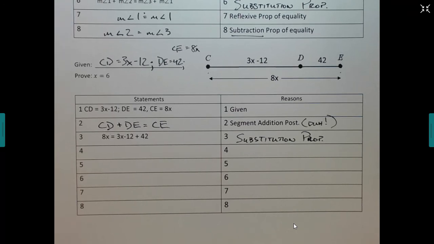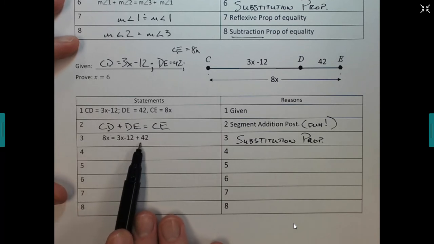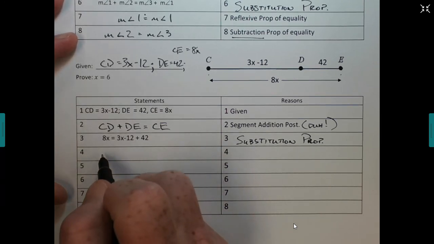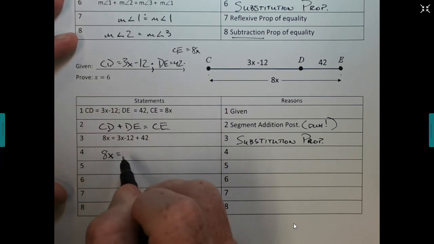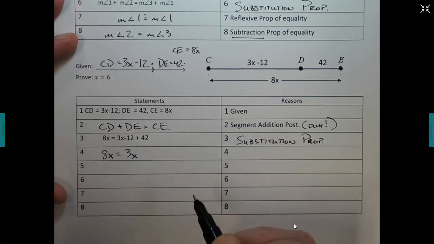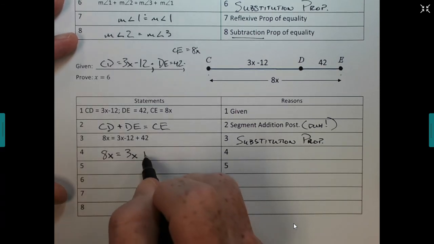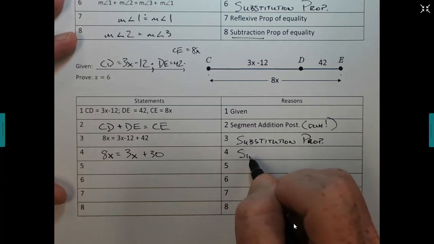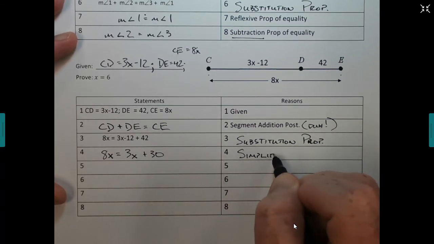Now, the rest of this proof is kind of up to us. So we started to think, what would we do next if we were going to solve this algebra problem? I always believe we should combine like terms if we can. Nothing to do on the left side of this equation, but on the right side, we can put negative 12 and 42 together to get 30. That's called combining like terms or simplifying.